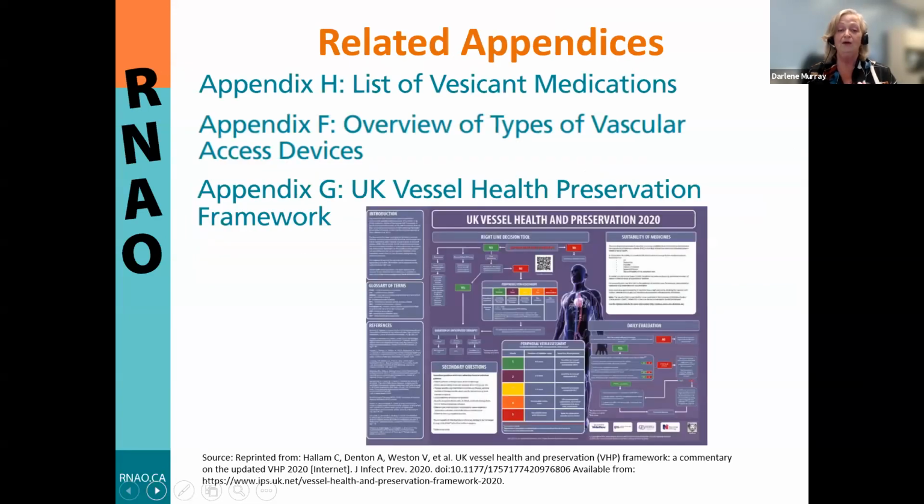So there are 3 appendices associated with this BPG good practice statement on assessment. First is Appendix F, which provides an overview of the different types of vascular access devices available. Appendix G includes the UK's Vessel Health Preservation Framework. This detailed evidence-based framework includes a right line decision tool to assist in device selection, as well as details of performing a peripheral vein assessment. Appendix H provides a list of vesicant medications.